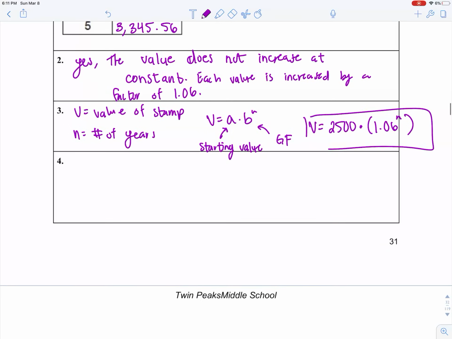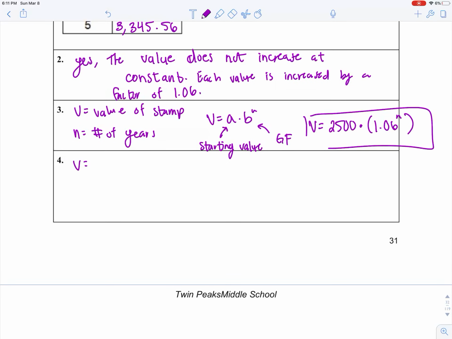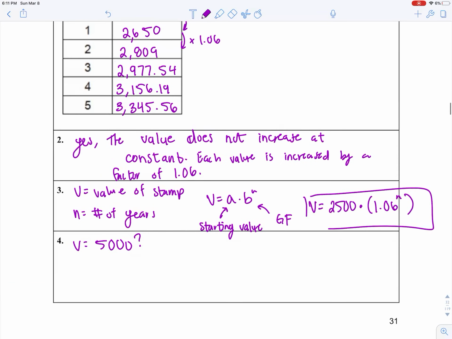Now it says, how many years will it take to double the value? So I want to know, when will the value of the stamp be not $2,500, but $5,000, right? So here we come to a little bit of a guess and check. At year 5, I know that we're at $3,345.56. So I'm going to take a wild guess. I'm going to say, let's try 8. Let's try 8 years.